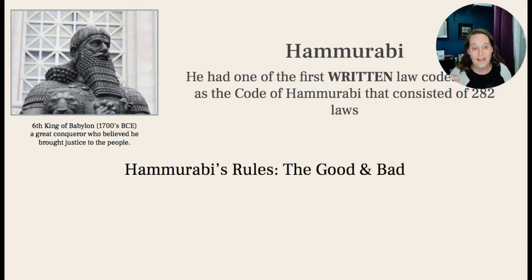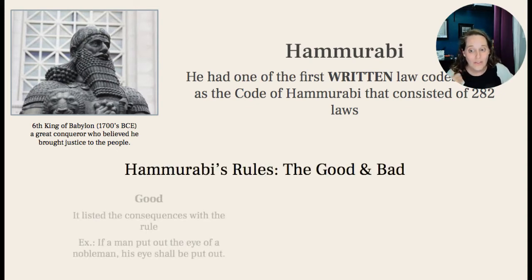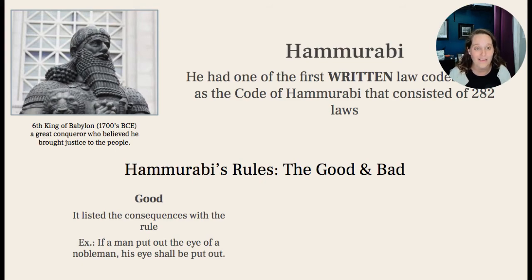So make sure you get down the good and the bad. The good thing about Hammurabi's rules is that it listed the consequence with the rule. You knew what would happen if you broke that rule. It was meant both as a deterrent, but it was also meant to show you just how serious a specific law was. So for example, if a man put out the eye of a nobleman, his eye should be put out. This is where the phrase an eye for an eye comes from. It's from Hammurabi.